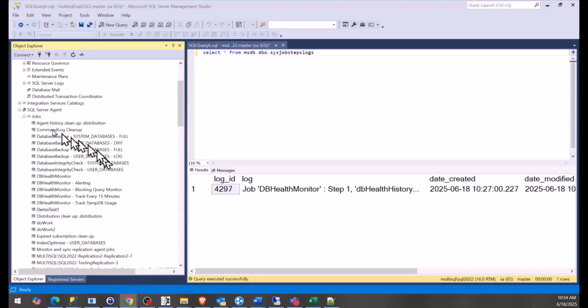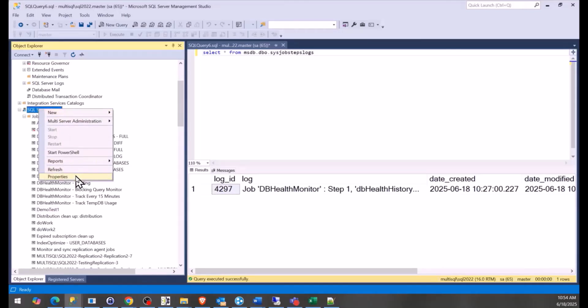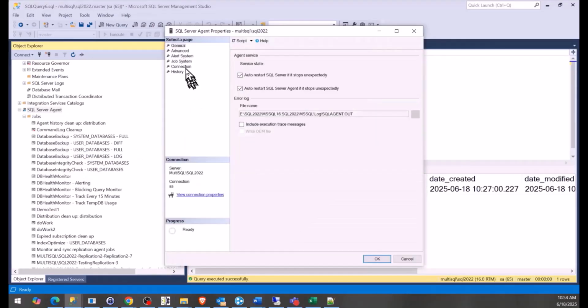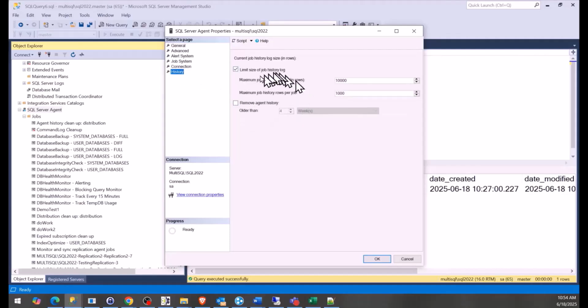the job history. And if we go into the SQL Server agent and right-click on the SQL Server agent and go into Properties, there's a History tab here. A lot of the time, people will have this set to too much history being kept around, so it slows things down. What I've set mine to is the maximum job history overall is going to be 10,000 rows. And I'm just going to, on this server, adjust it to 20,000.